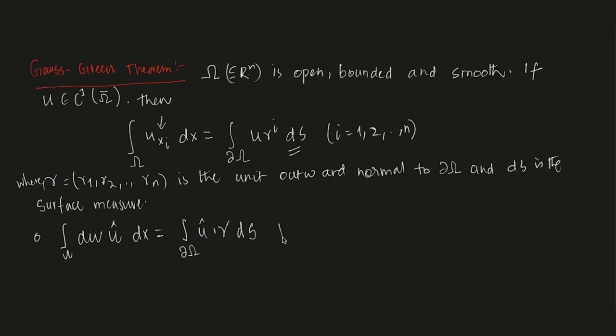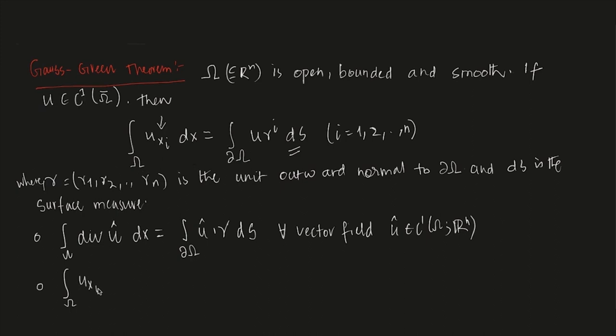So this holds for all vector fields u in C1 of omega bar, R^n. Clear? Okay, so this holds. And a very important property is this. If you replace u with uv, let's say. Okay, so u and v both are in C1, so the product is in C1 of omega bar. Now, if you replace u with uv, then what happens? You have the integration by parts formula.